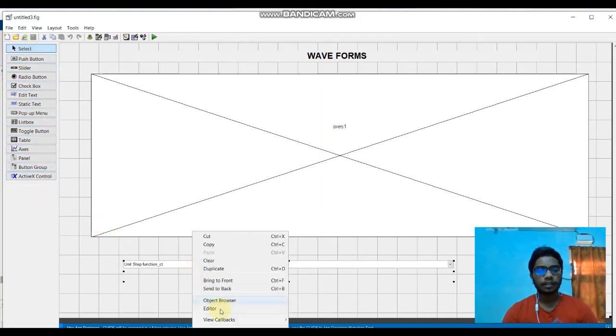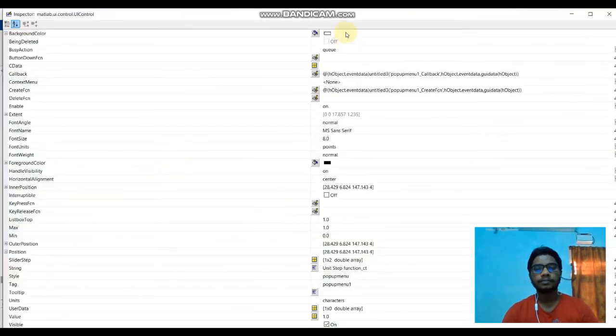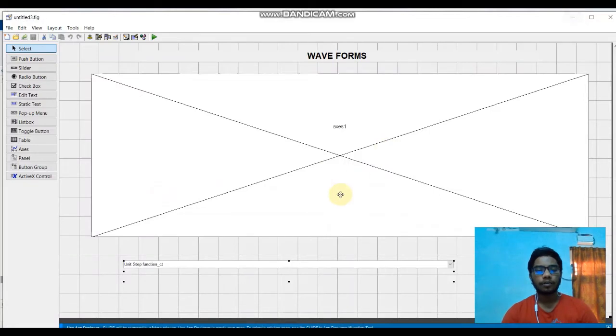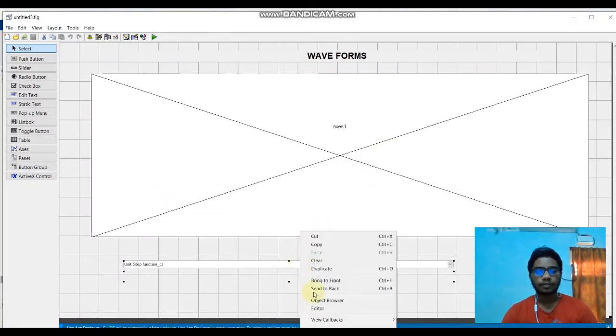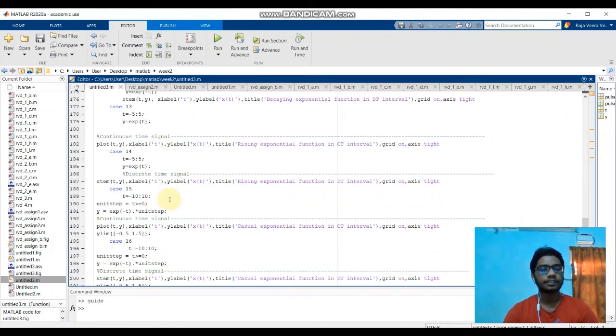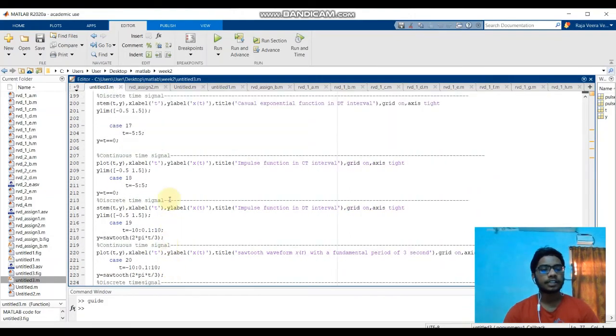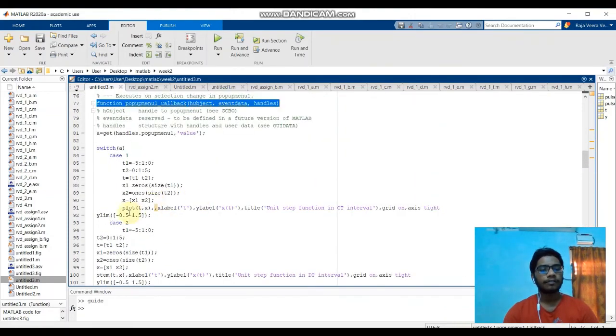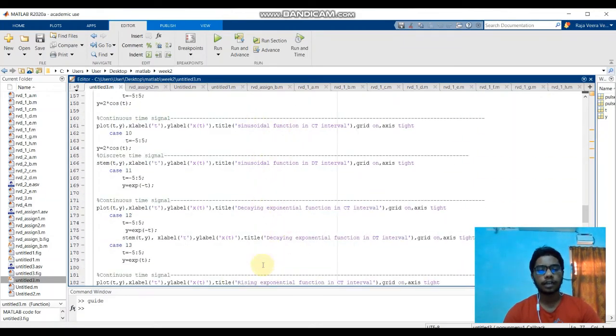Now you can view the settings by using the property inspector, and you can change them if you like to. And now to view the code, I am making a callback. This is the code I have written. This one helps us get the values from the switch. In the switch I have written 24 cases. As you can see, these 24 cases constitute the codes which I have written in the first part, first A and 1B. As you can see, this is the unit step function graph in continuous and discrete, and so on up to case 24.